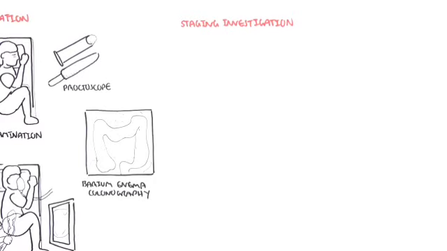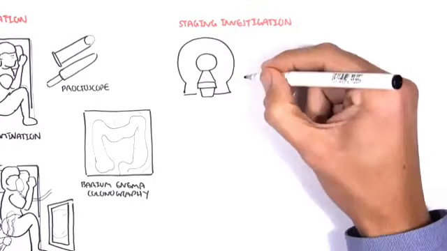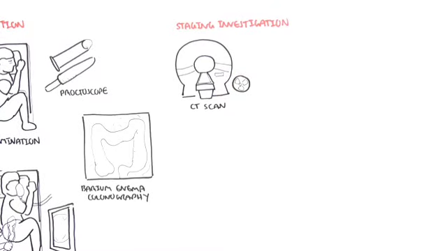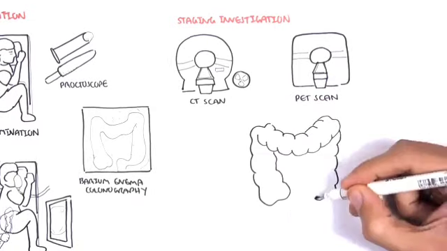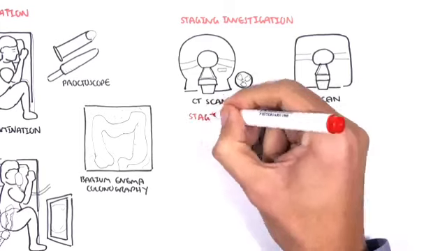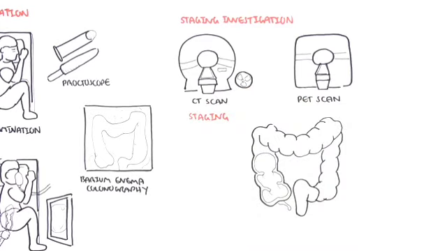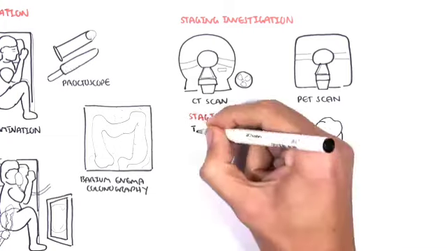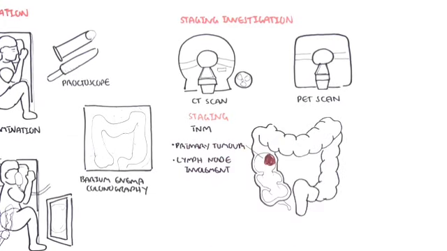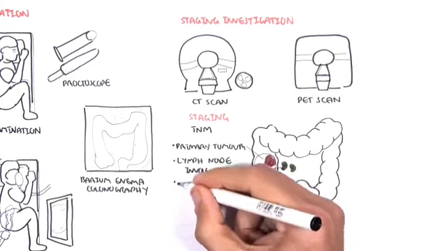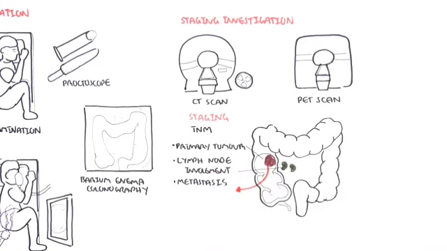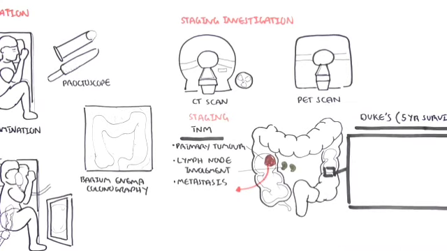Once and if the cancer is diagnosed, it is important to stage the cancer. Staging investigations used include biopsies, CT scans, and PET scans. For staging itself, there are two forms of staging. The first is the TNM staging, which looks at T, the primary tumor, N, the lymph node, and M, metastasis. The second form of staging is Dukes staging, which looks at the 5-year survival, and there are a total of 4 stages, plus stage 0.